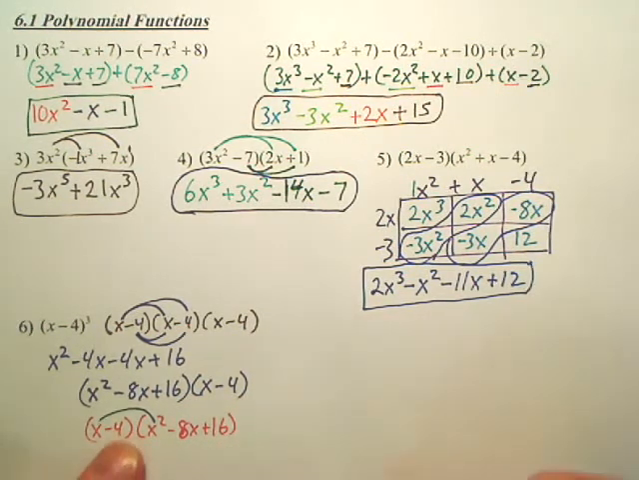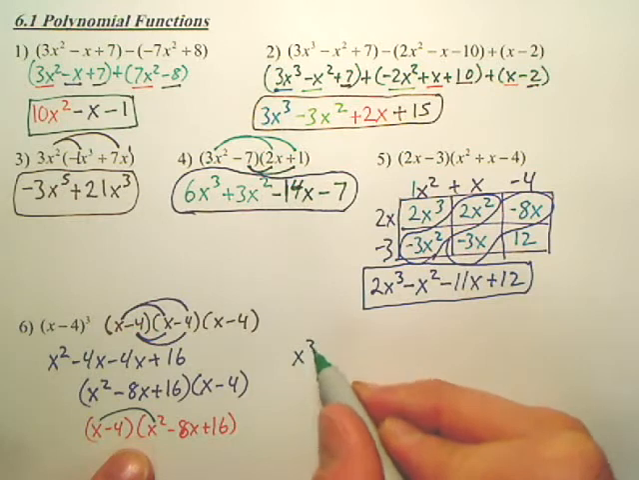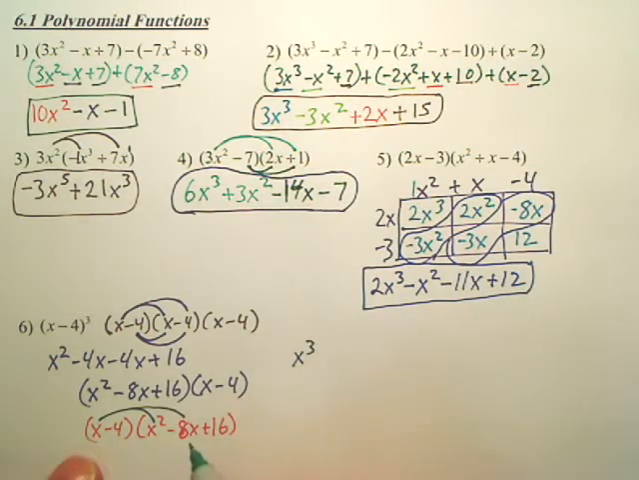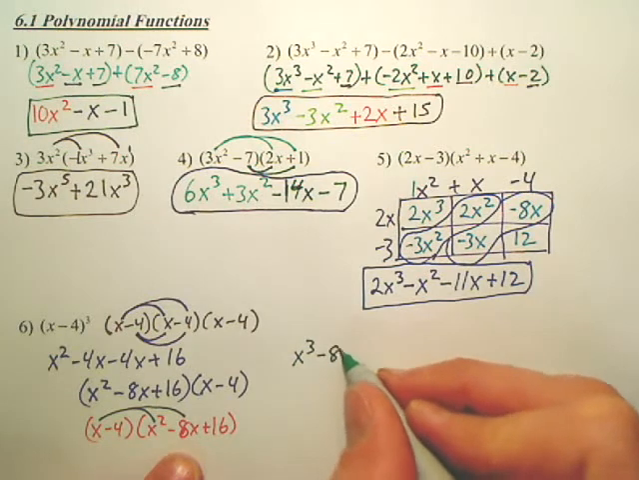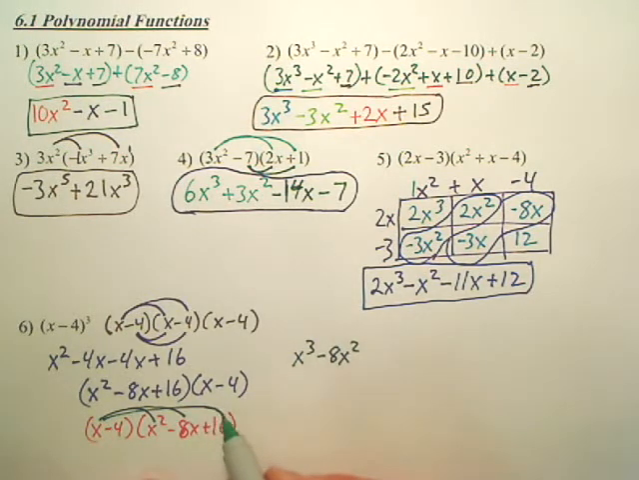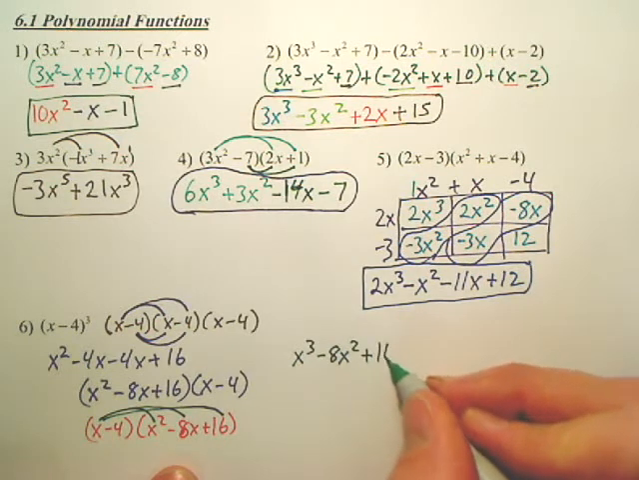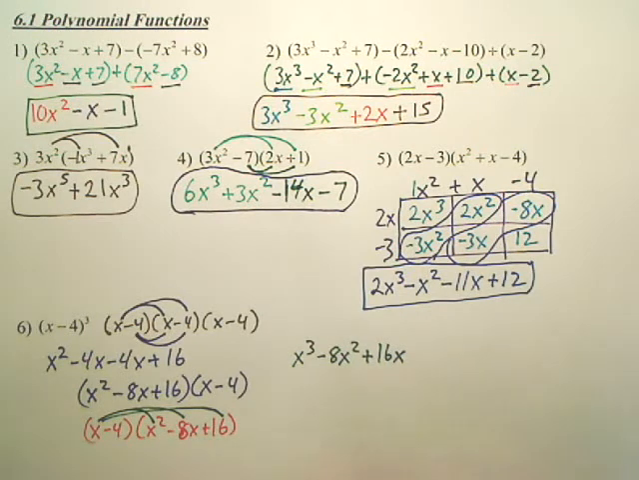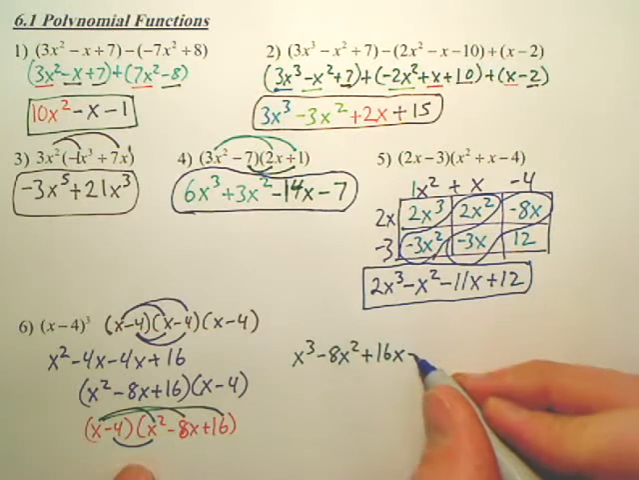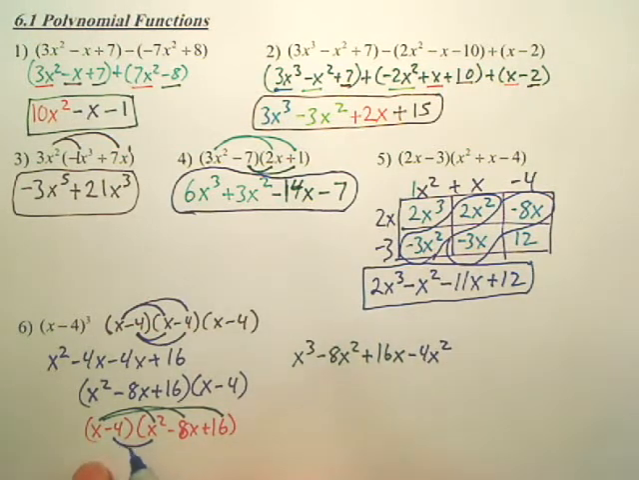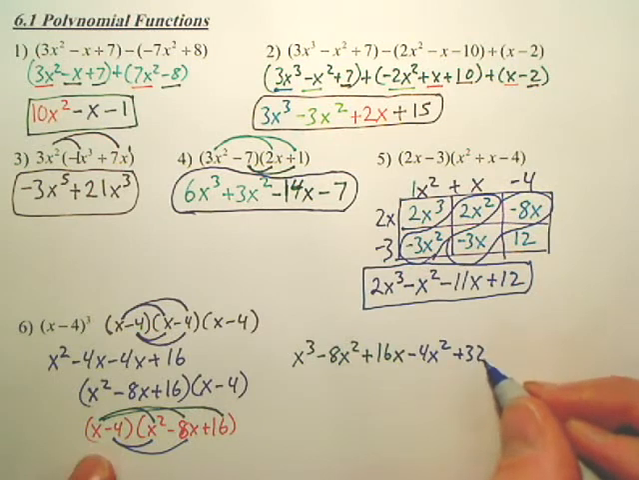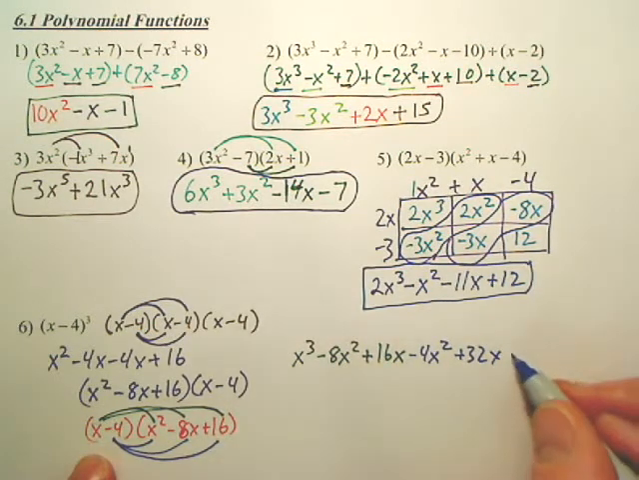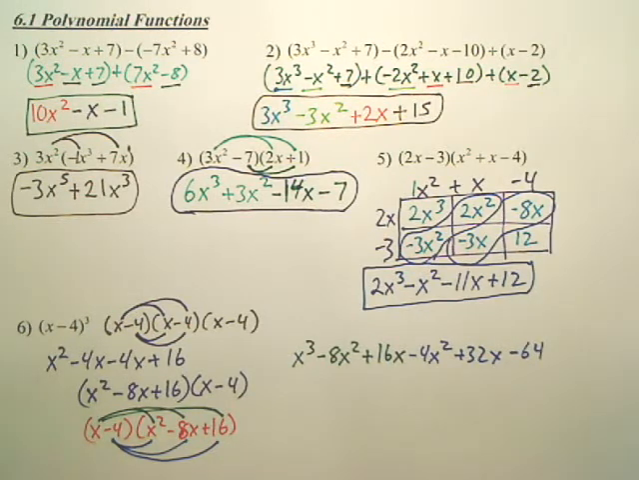What's x times x squared? X cubed. X times negative 8x is then negative 8x squared. And won't that become positive 16x? And then negative 4 times x squared is negative 4x squared. That becomes positive 32x. And that becomes negative 64. Now some people like this because now they just combine everything. Some people like the box and some people don't.